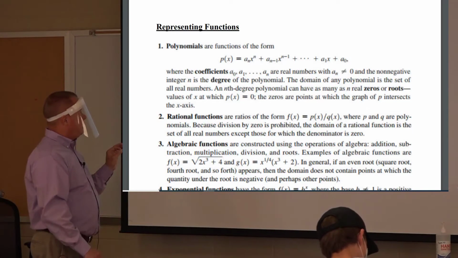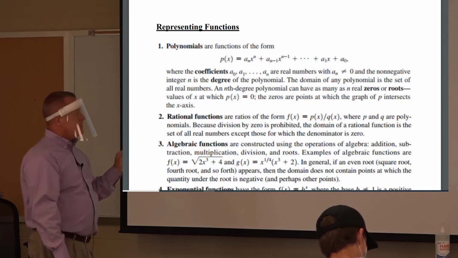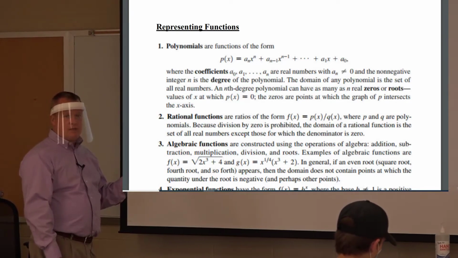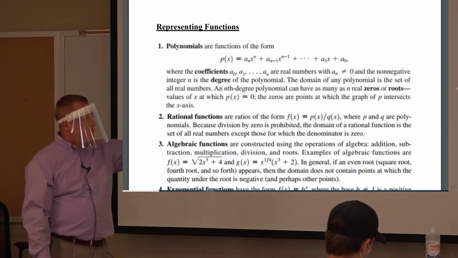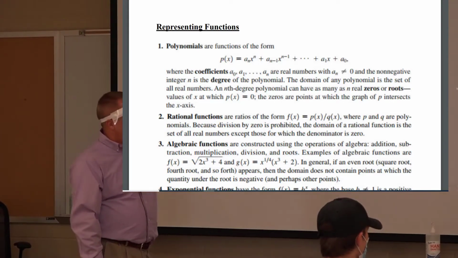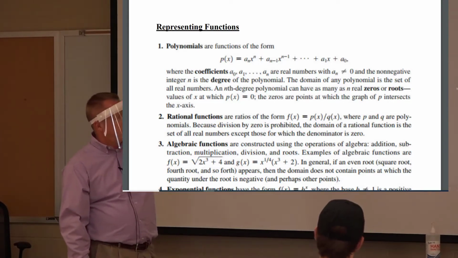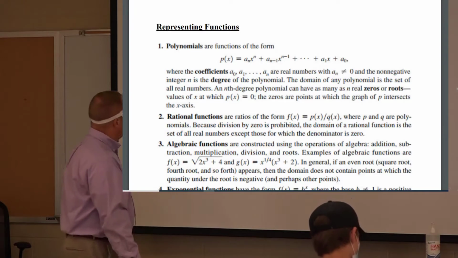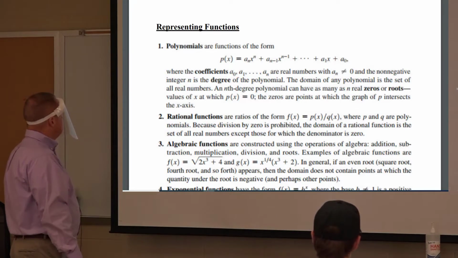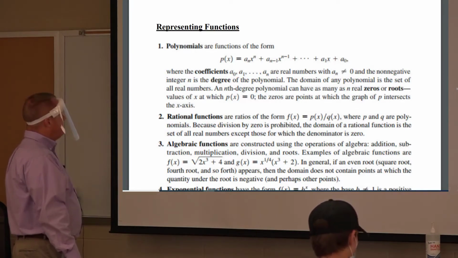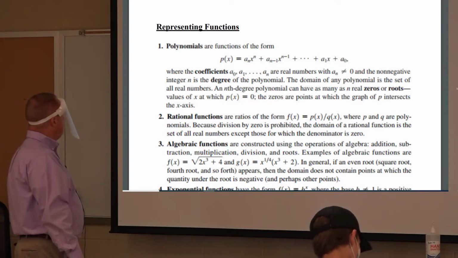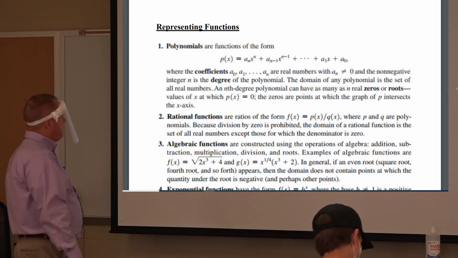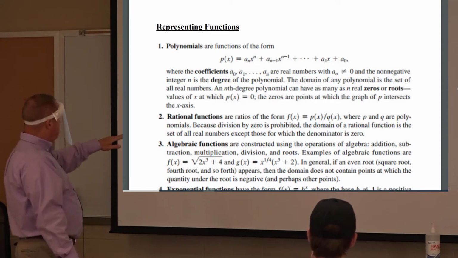The degree of a polynomial is the highest exponent of x. So over there, the first problem, the degree was 4. The second one, the degree was 5. The third one, the degree is 5. A polynomial of degree n has n real zeros or roots, values of x at which p of x is equal to 0. All right, polynomials.